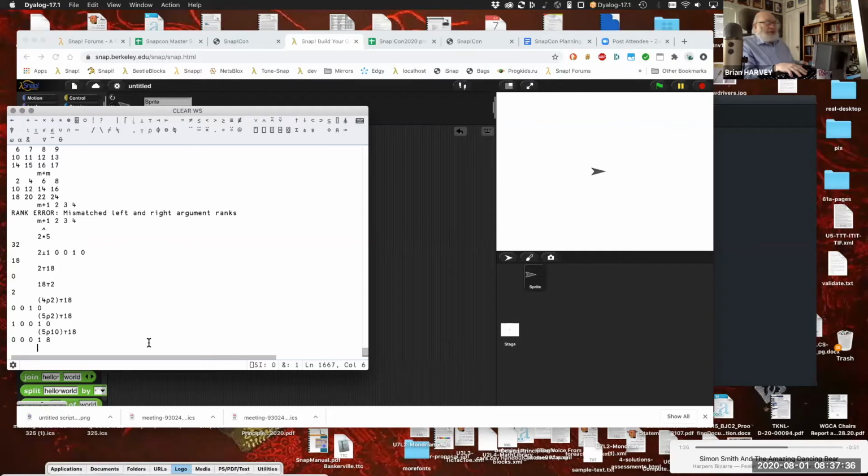This is kind of the blind leading the blind, because I haven't really programmed in APL since I was 14.